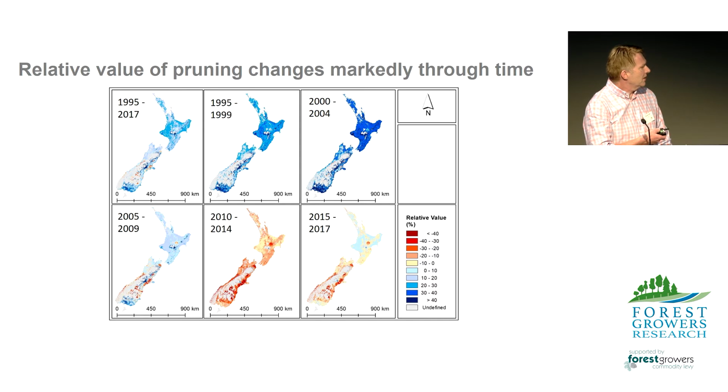Then as the pruned log price came down, you got this transition point, 2005 to 2009. And then we have this change over here, 2010 to 2014, diametrically opposed to 2000 to 2004, when it was really the structural grade regimes that were better. And we have some easing of that situation with, I think, an increase in prune log prices around 2015 to 2017, and you're getting some areas coming back into being more profitable for prune regimes.